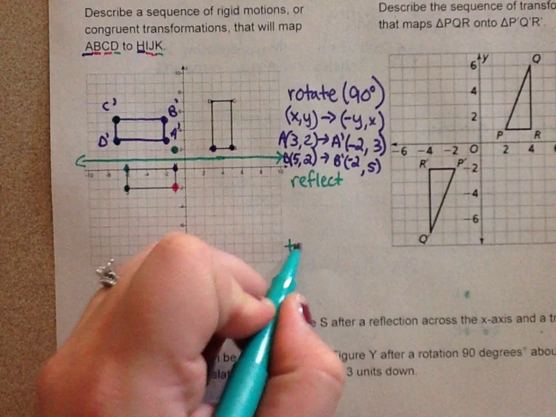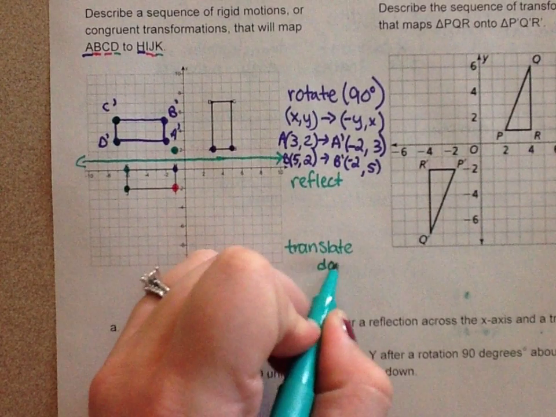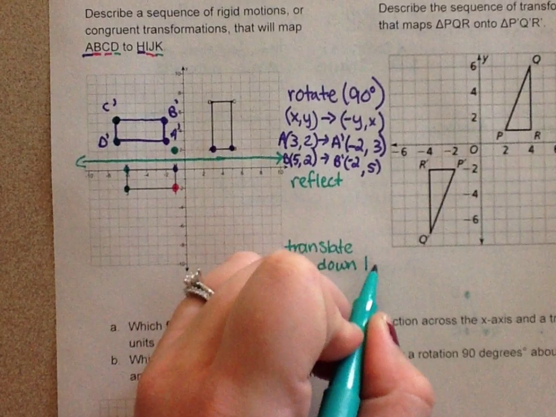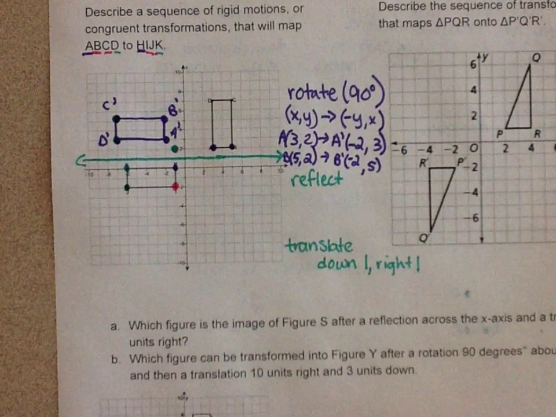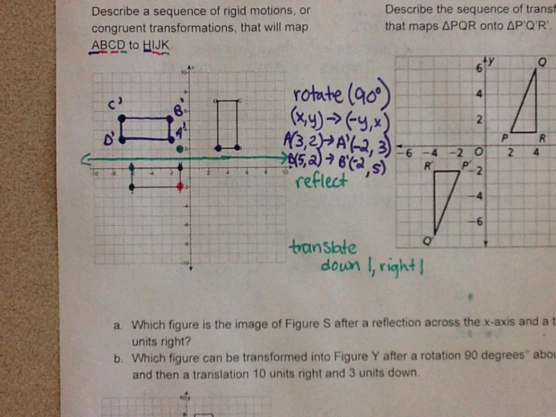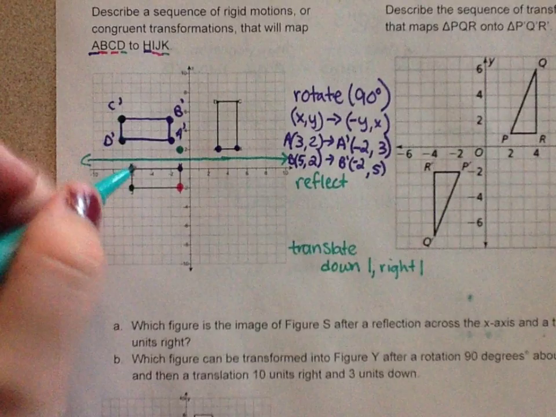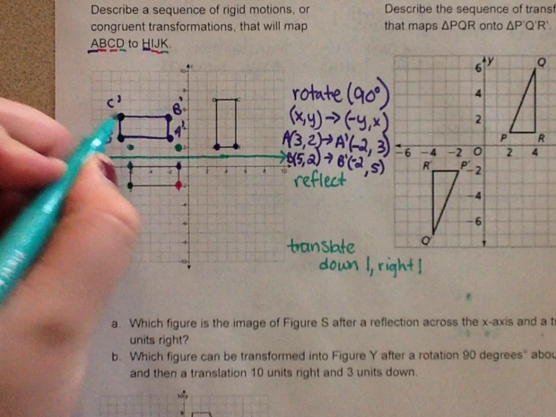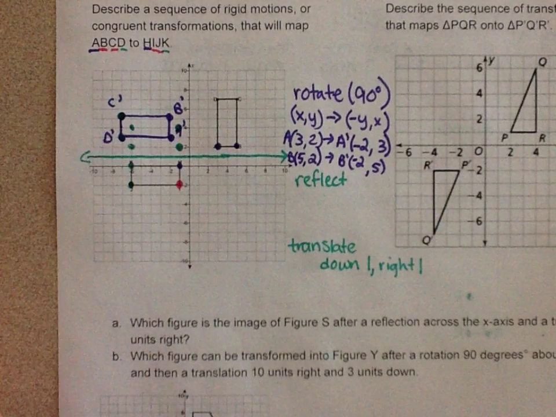So I'm going to translate down 1 and then to the right 1. Questions on why I have to do that? Down 1 to the right 1. Once my point is there, so once I move all these down 1 to the right 1, down 1 to the right 1, down 1 to the right 1, okay?